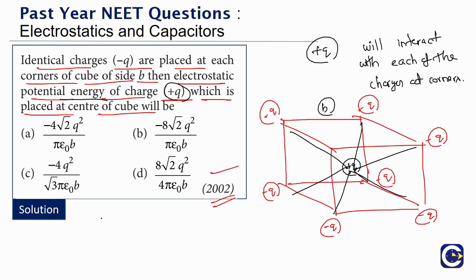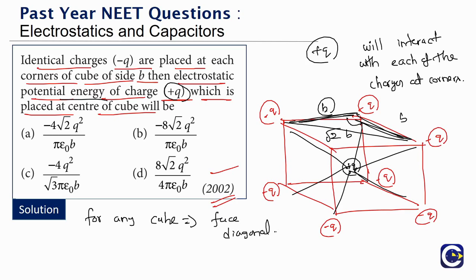For a cube, take any face, the diagonal of the face. This side is B, and this is also B. You see a right angle triangle. Pythagoras theorem says hypotenuse is the root of base square plus height square, so the face diagonal will be root 2 times B. For any cube, you will be referring to these in the chemistry solid state chapter also. For any cube, the face diagonal will be root 2 times B, where B is the edge length.